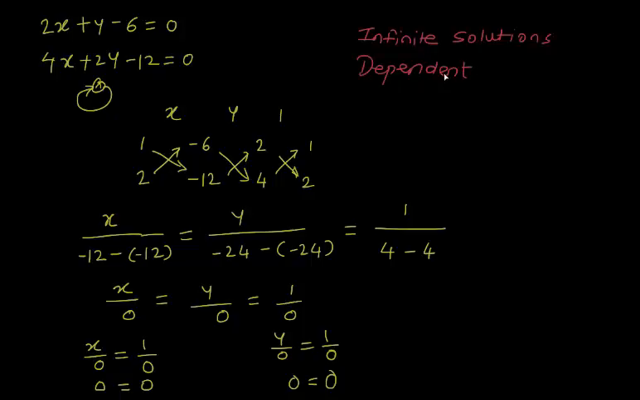These two equations are represented by coincident lines. If you divide the second equation by 2, we will get exactly the same equation as the first equation. If you divide 4x by 2, we get 2x. If you divide 2y by 2, we get y. And if you divide minus 12 by 2, we get minus 6. So this is a case of coincident lines having infinite solutions.